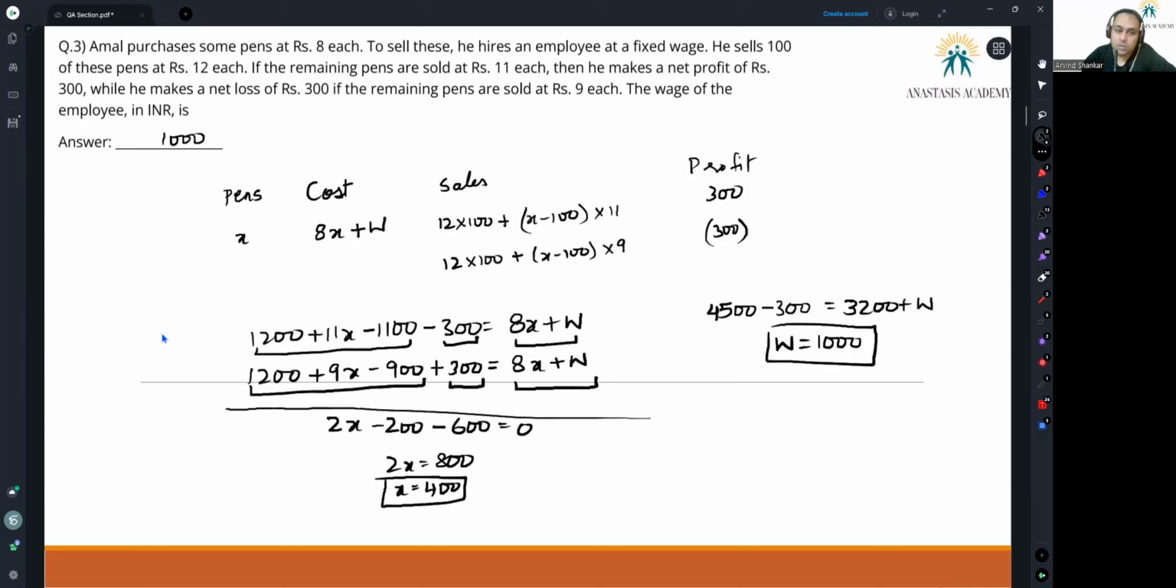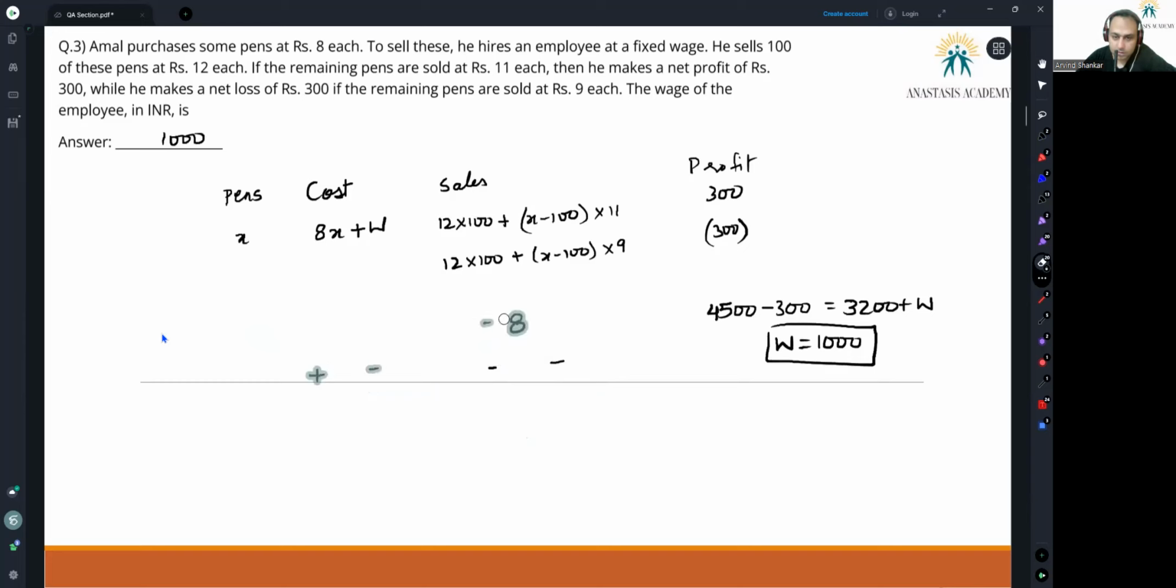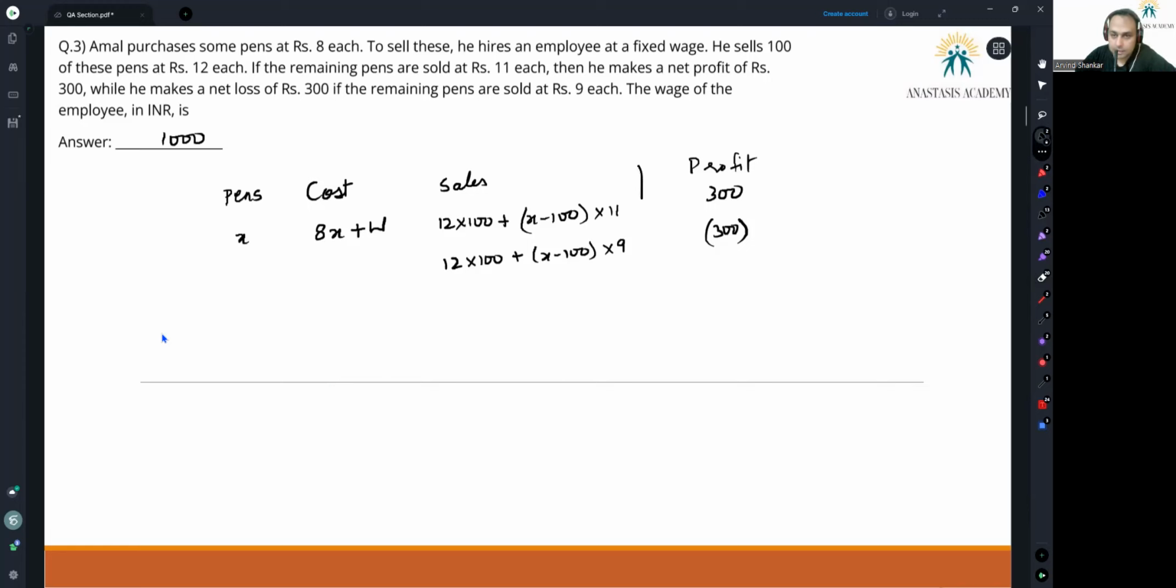Okay. You could have also potentially done this slightly more comfortably, as in you could have framed your equation and storyline slightly differently. Instead of looking at sales, you could have come up with expressions for profit.